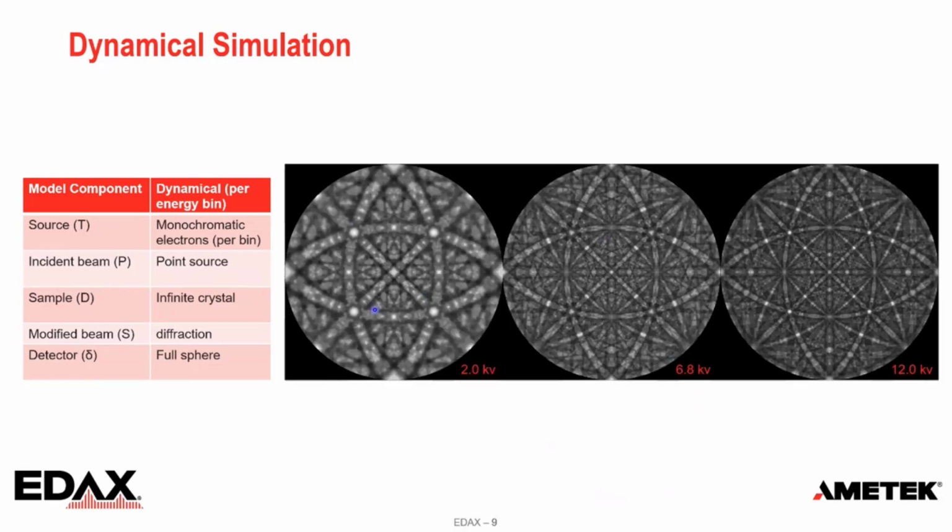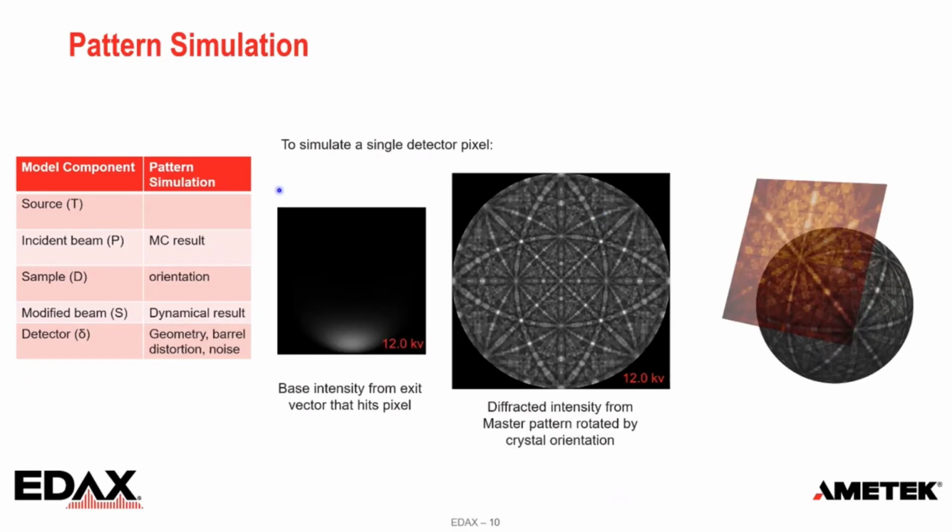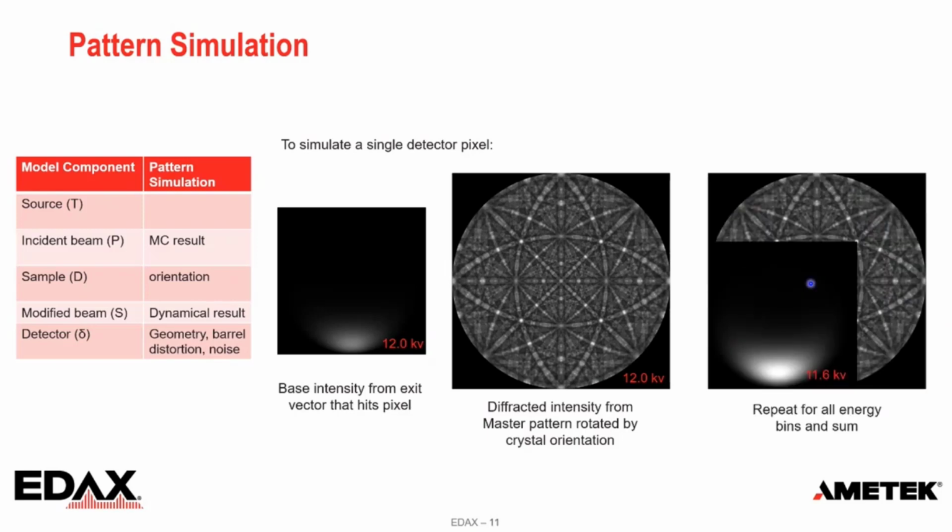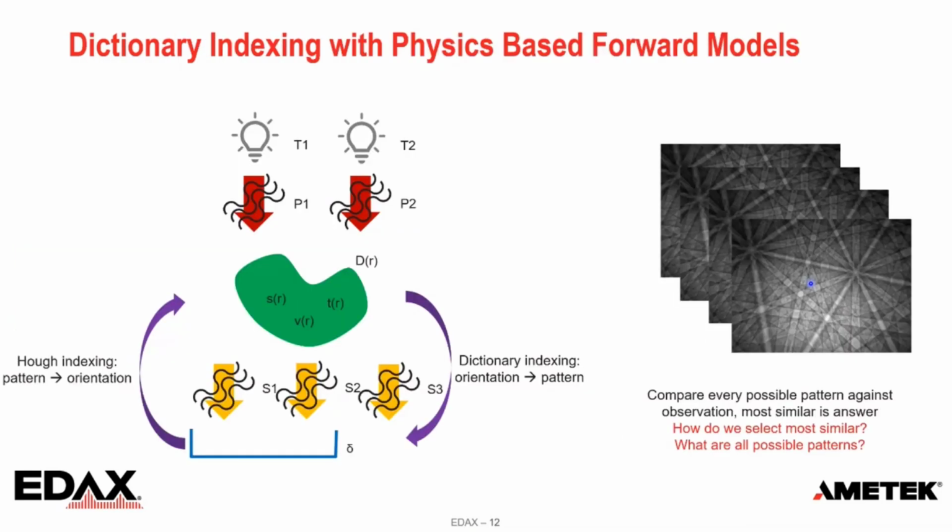And so you'll do one of those for each of the energies that you have binned in your backscatter yield. And as you can see, as you go to lower energies, you get these wider bands. And then here's the combination. Take the exiting directions plus the master pattern, apply your geometry, and that gives you the diffraction pattern for one energy, and you just average them all together. And so that's how we get these realistic patterns.